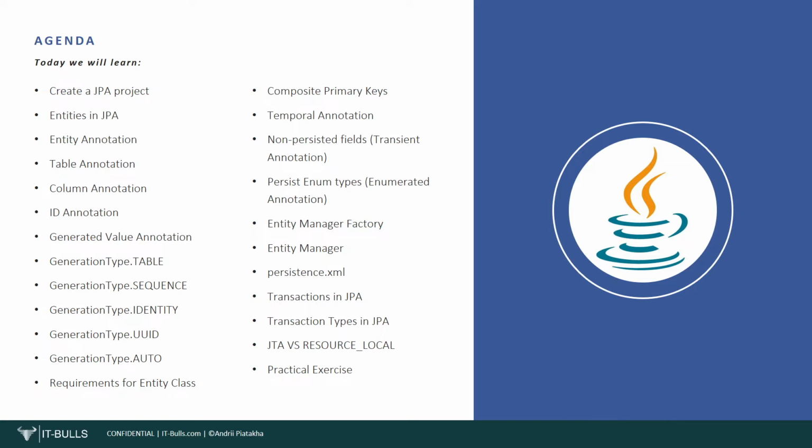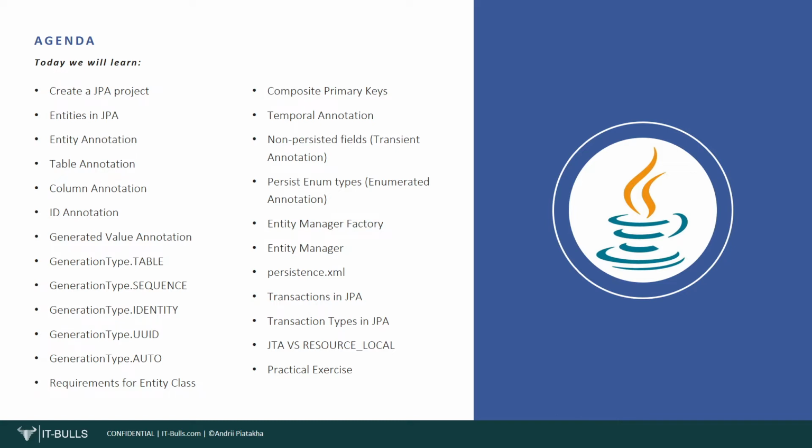After we configure our JPA entity, we are going to learn how to persist our entities. I will explain what Entity Manager Factory and what Entity Manager are. We'll create a separate file with JPA configuration. The file is called persistence.xml, and I will teach you what configurations can be placed in there.